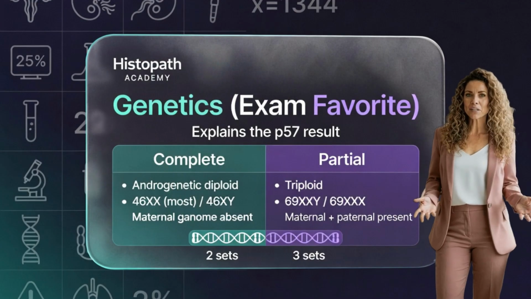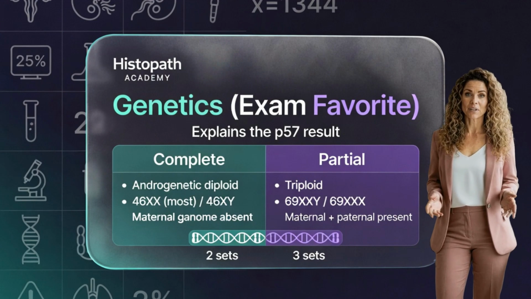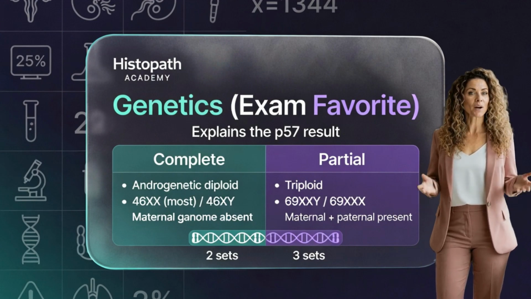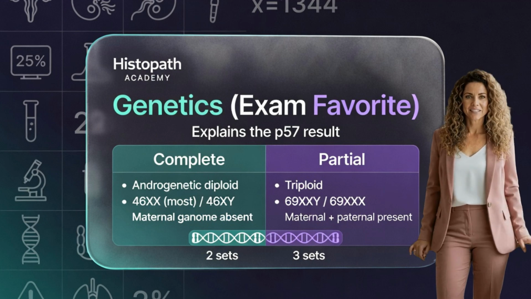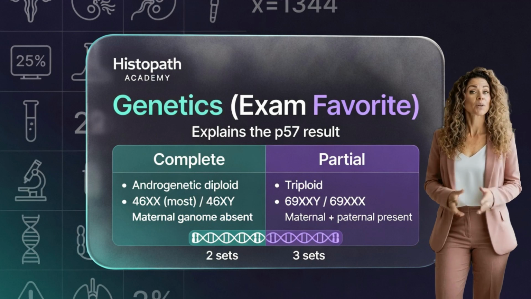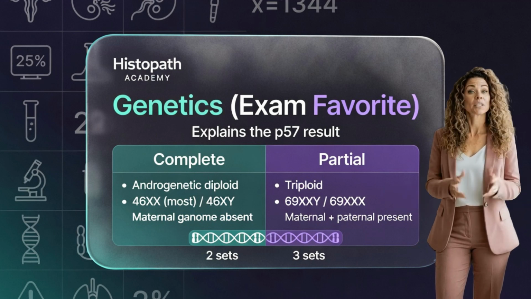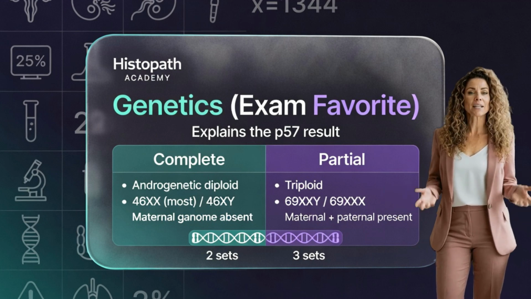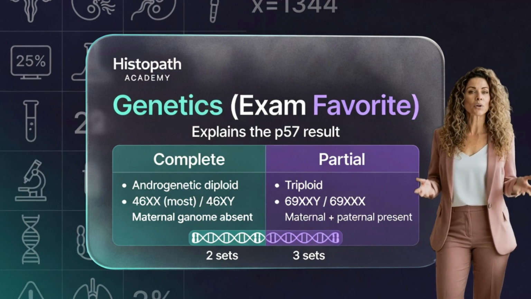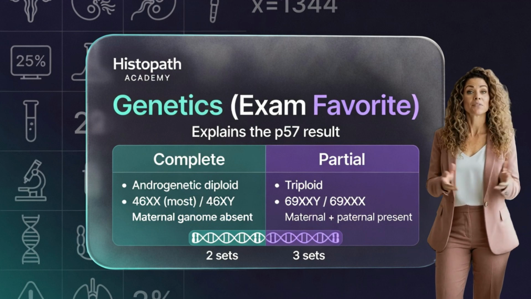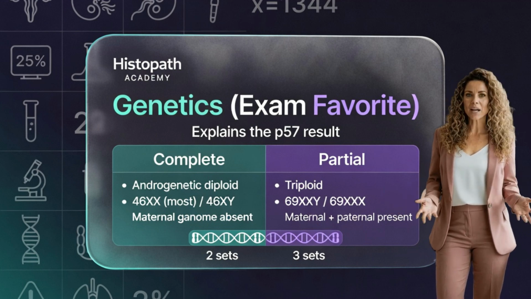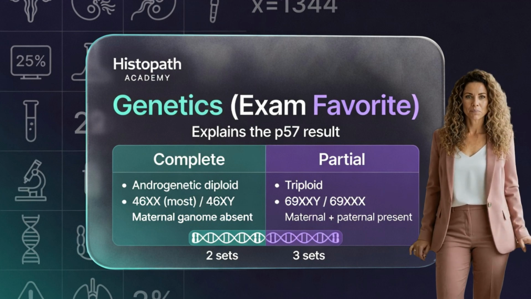Genetics, exam favorite. Now the exam favorite, genetics. Complete mole is typically androgenetic diploid, commonly 46XX and sometimes 46XY, with absence of maternal genome. Partial mole is usually triploid, like 69XXY or 69XXX, with maternal plus paternal contribution. This genetic difference is exactly why the p57 stain becomes such a powerful discriminator.